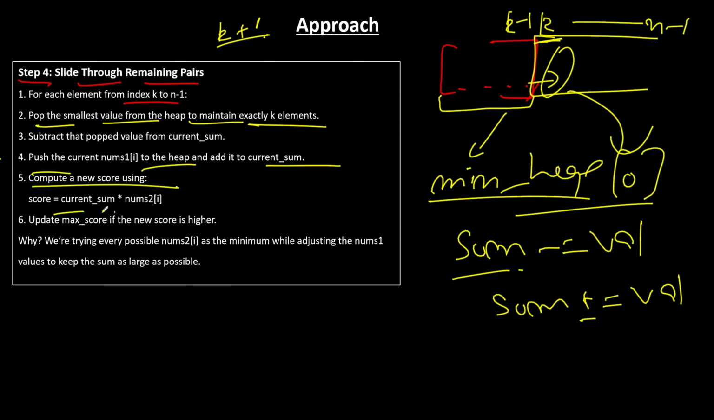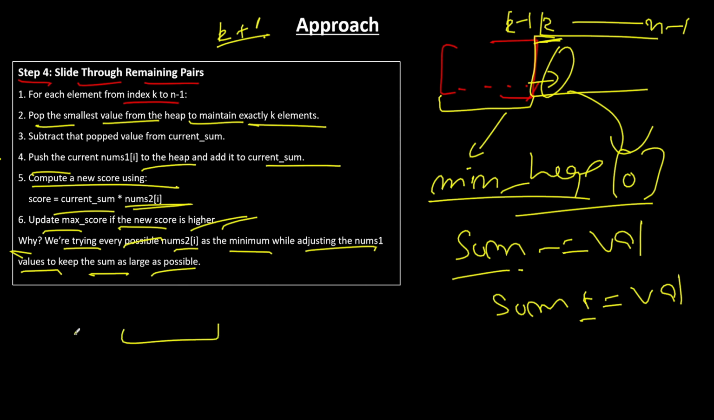Then we compute the new score with the current sum and nums2 of I. Fine. We update the max score if the new score is higher. Otherwise, we move ahead. Why are we doing this? We are trying every possible nums2 as the minimum while adjusting the nums1 values to keep the sum as large as possible. Because you cannot just stop at the first k values of nums2, which we sorted in descending order, and claim it as the output. There could be a chance that if you take the next or further values, the combination gives a sum so high that it results in a greater value compared to the previous one. This might happen, right? So that is why we have to look at every value.